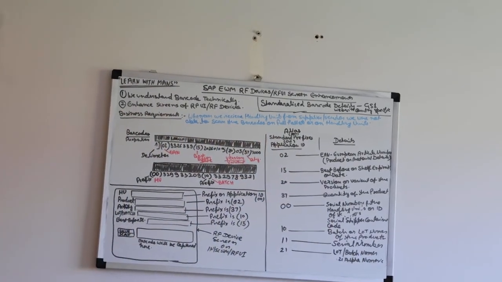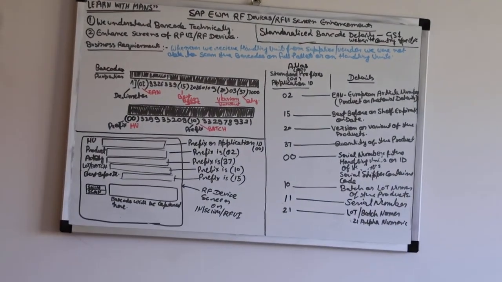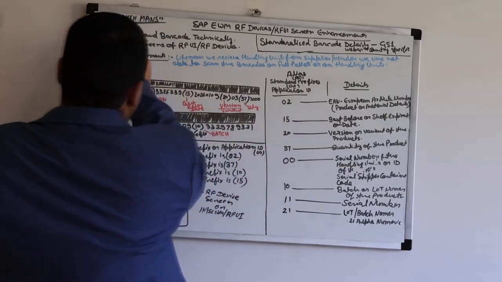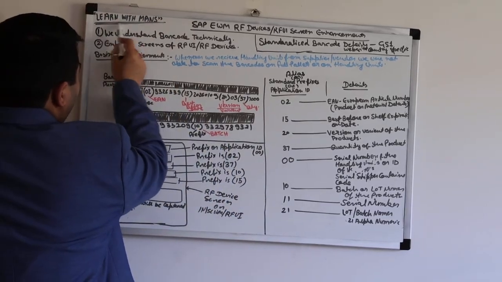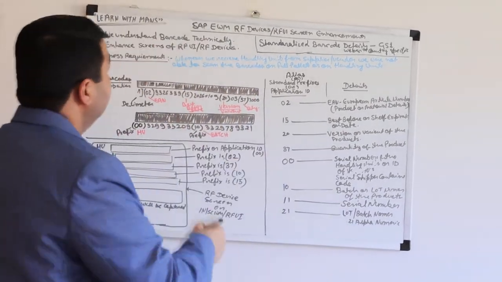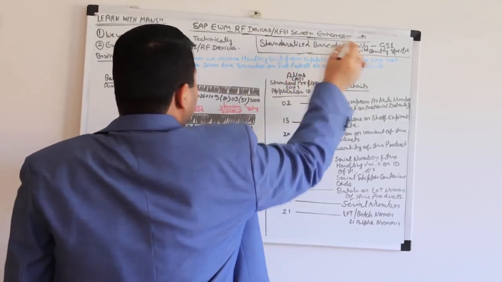I will explain how I mention the business requirement enhancements. First we see the brand name, Learn with MANS. My name is MANS Nagar. SAP EWM, RF devices, RFUI screen enhancements.